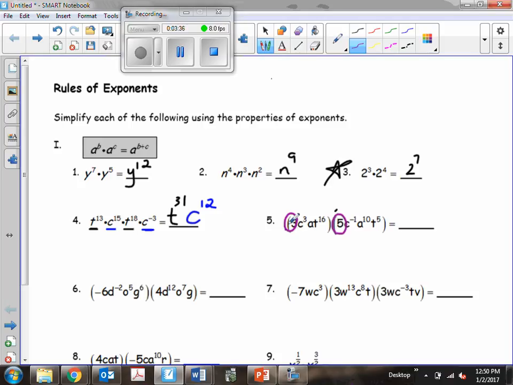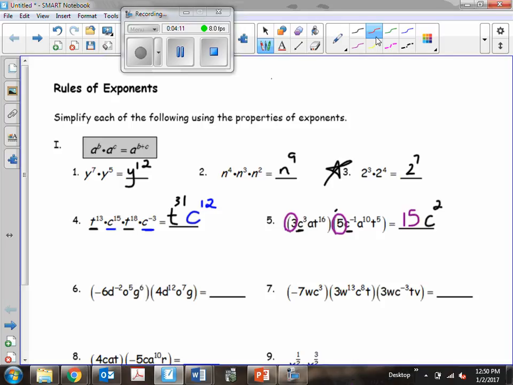So we do exactly what we normally do with coefficients when they're multiplied together. We would multiply them here as well. So 3 and 5 would give me a new coefficient of 15. Now we can look at each one of the bases. So I have a base of c, and I would add the exponents together. So I would have 3 and negative 1, so I would have a c squared here, because 3 and negative 1 is 2.